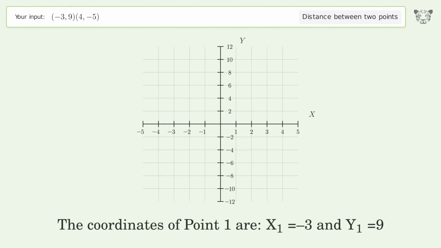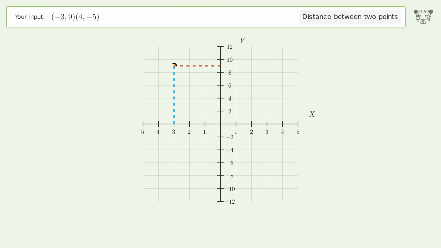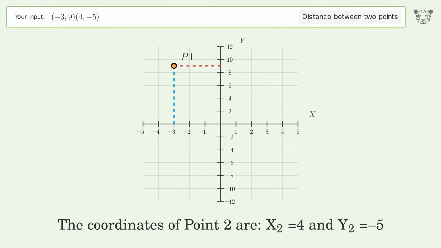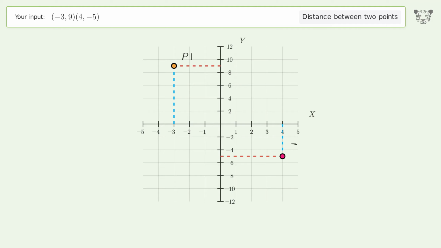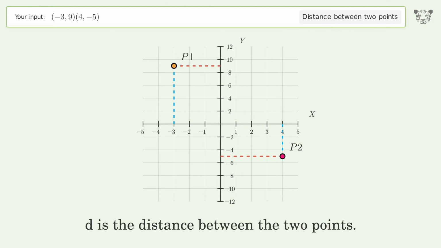The coordinates of point 1 are, x1 equals -3 and y1 equals 9. The coordinates of point 2 are, x2 equals 4 and y2 equals -5. D is the distance between the 2 points.